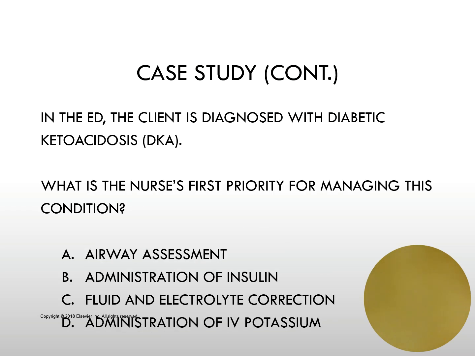In the ED, the client is diagnosed with diabetic ketoacidosis. What is the nurse's first priority for managing this condition? Airway assessment, administration of insulin, fluid and electrolyte correction, administration of IV potassium. First priority is airway management, rapidly followed by the administration of the insulin, fluids, and correction of electrolyte imbalances.